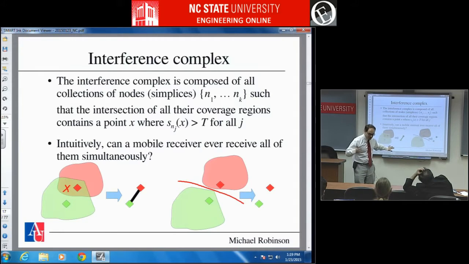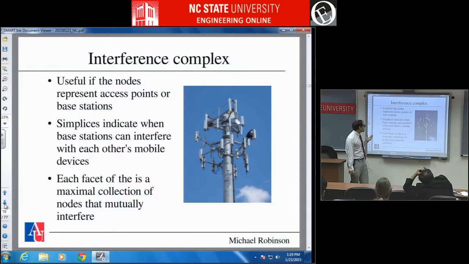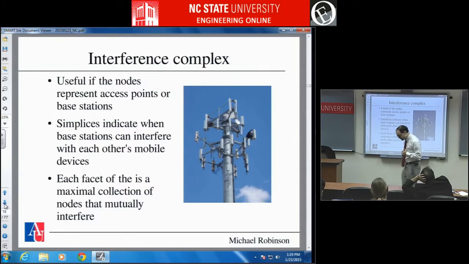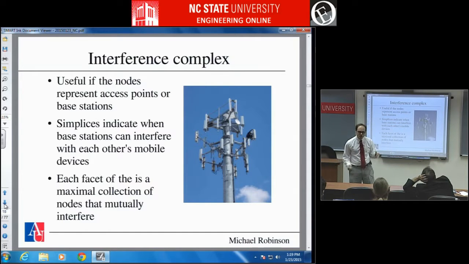So this is giving you a different way to look at that same kind of network. The interference complex is very handy in a lot of the systems that are already in existence. Those systems that have access points, or for instance, the cell phone network has access points that you're dealing with. And in this case, each face of this complex now, rather than being a maximal broadcast resource, tells you the maximum amount of interference that could be happening.